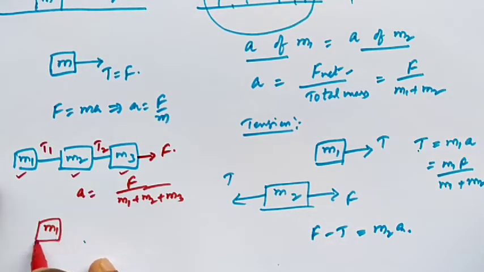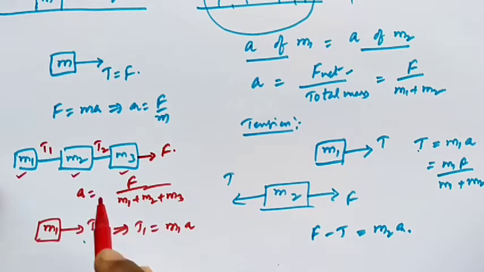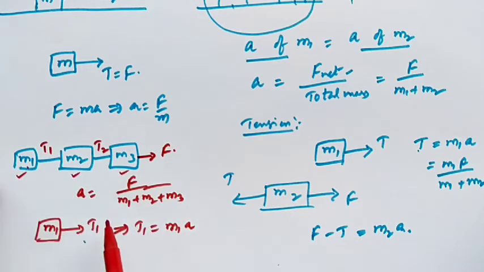Now what is the free body diagram of m1? Very simple. On m1 only the tension is acting, so from this you can calculate that T1 is equal to m1a. Completed. You got T1. If they ask what is the tension in this string, T1 is equal to m1 into a. Simple. By seeing the diagram you can tell. No need to draw a free body diagram also.